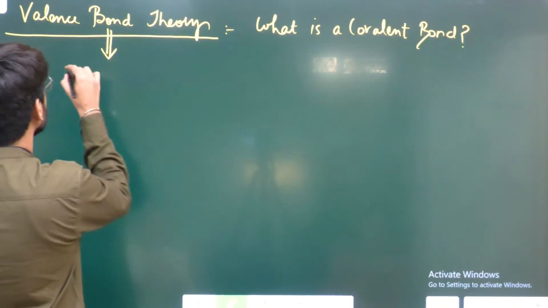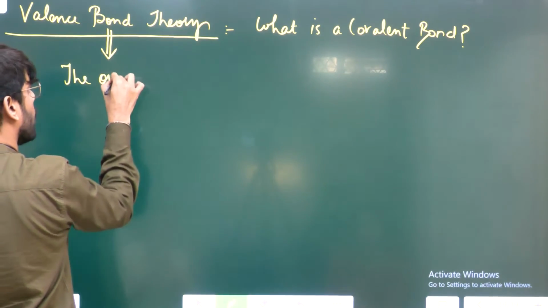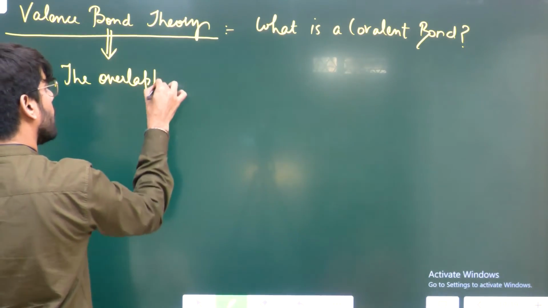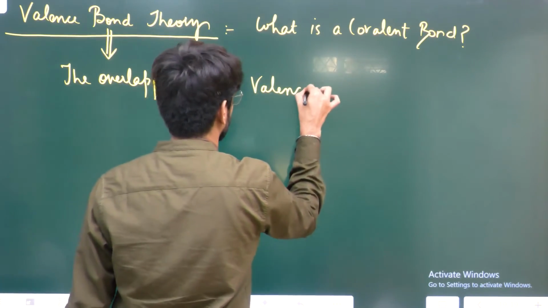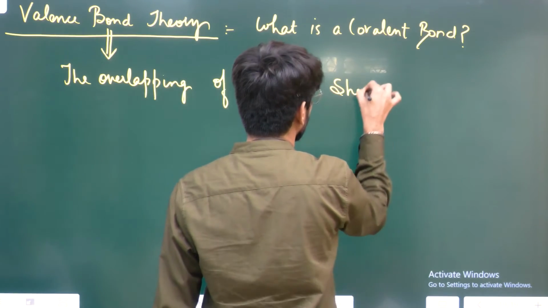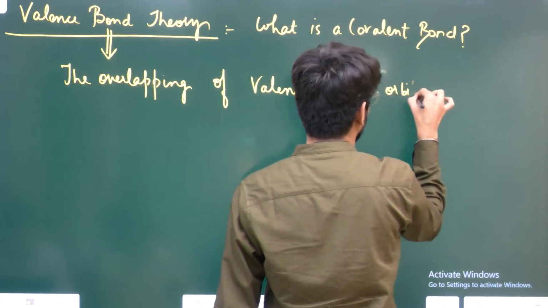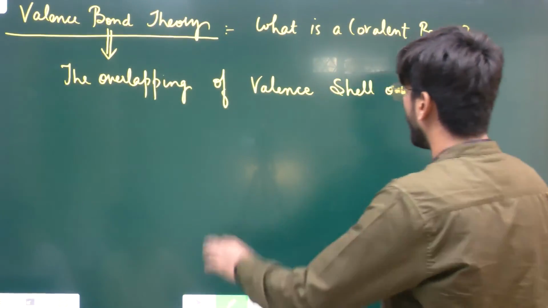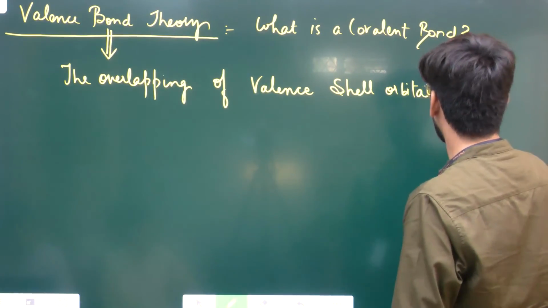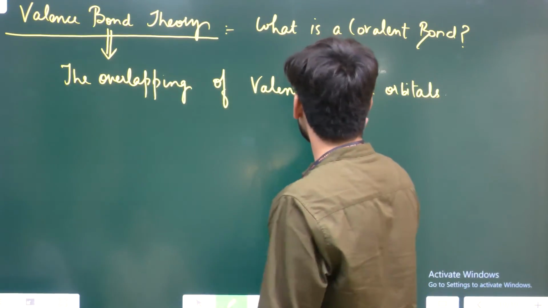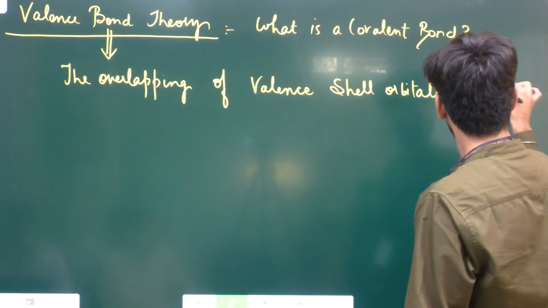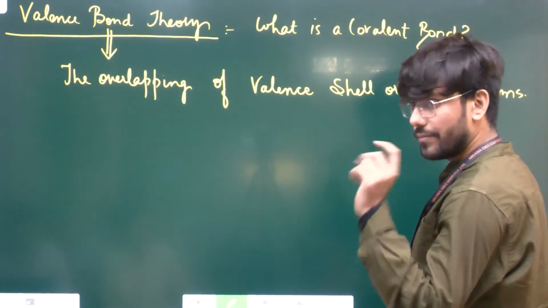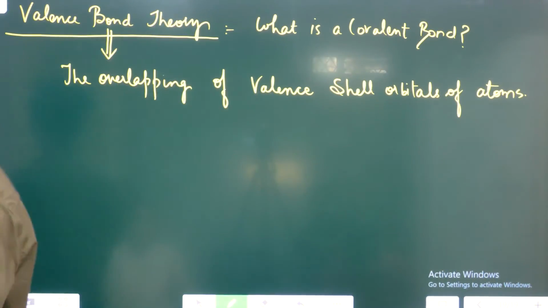अच्छा. Now, according to VBT, a covalent bond is the overlapping of valence shell orbitals. The overlapping of valence shell orbitals of atoms. देखो. अब वो valence shell orbitals होने कैसे चाहिए?